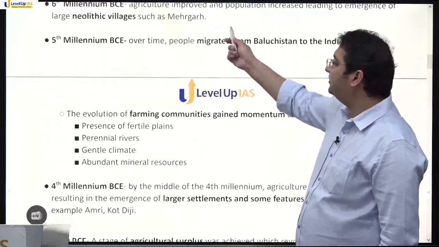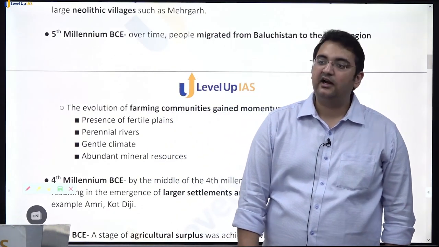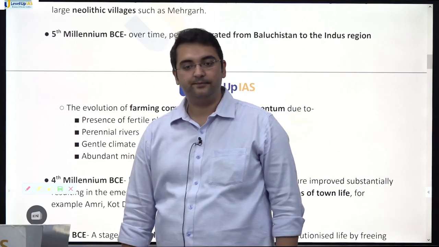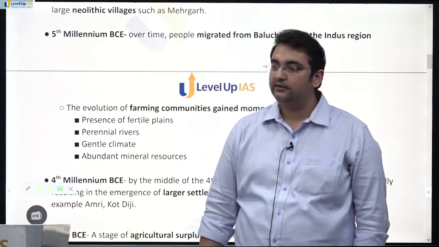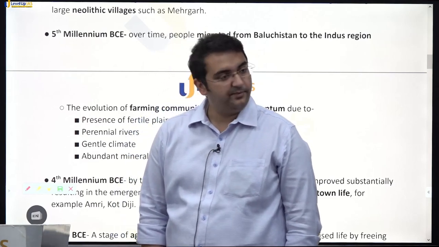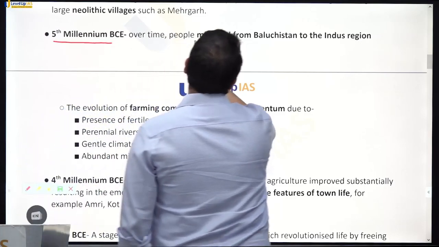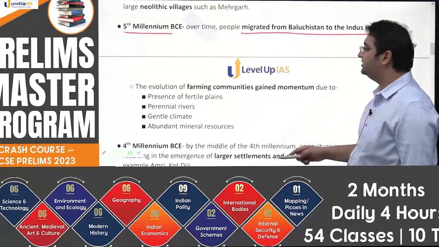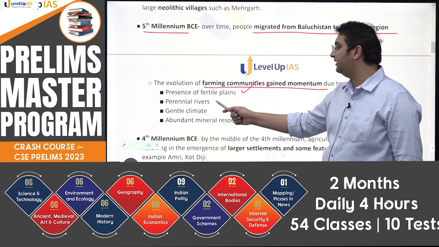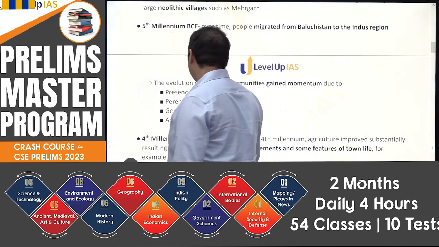During the 5th millennium BCE, these people from Balochistan, Afghanistan region started migrating towards the Indus region. And what do you think was the result on agricultural productivity? That would increase. Why? Because of the gentler climate, because of the better availability of water, perennial rivers, fertile soil, etc. So, 5th millennium BCE, over time, people migrated from Balochistan to the Indus region. The evolution of farming communities gained momentum due to the presence of fertile plains, perennial rivers, gentle climate, abundant mineral resources, etc. Right?